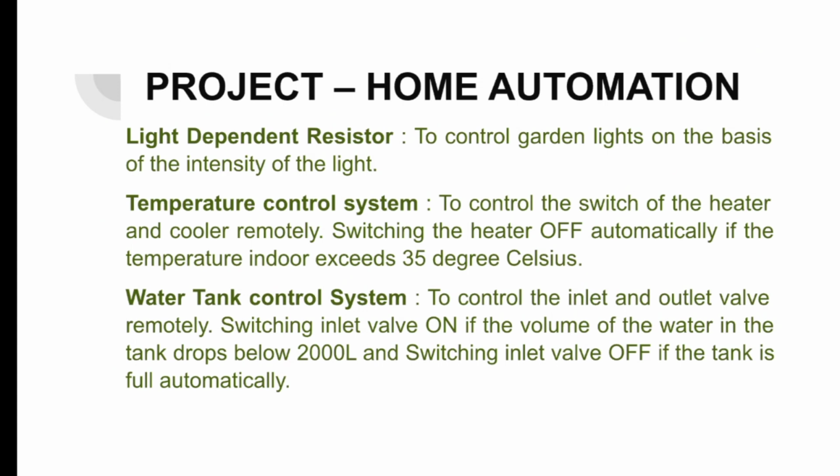Project: home automation. We are doing the project on home automation. Here we are covering three topics: light dependent resistor, temperature control system, and water tank control system. Coming to the light dependent resistor, we are using LDR sensors to control garden lights on the basis of light intensity. Depending upon the intensity of light, the intensity of the emitted light will be controlled.